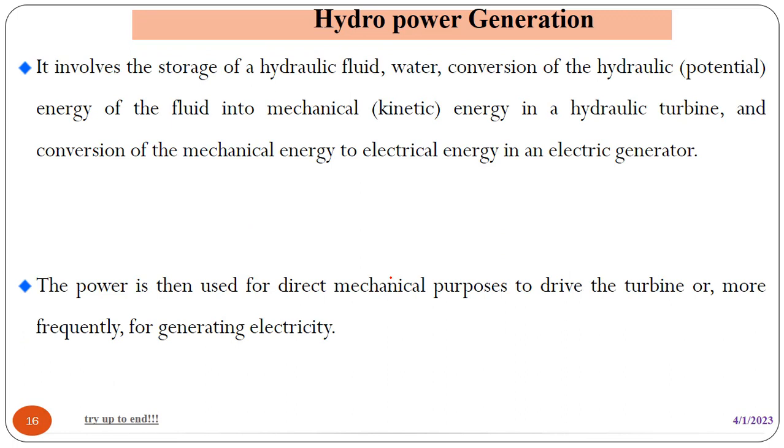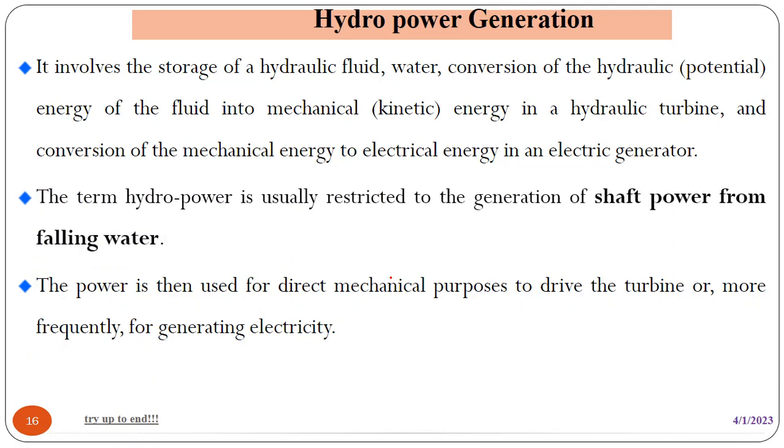So hydropower generation involves the storage of hydraulic fluid, water, conversion of the hydraulic potential energy of the fluid into mechanical kinetic energy in a hydraulic turbine, and conversion of the mechanical energy to electrical energy in an electric generator. See, this interrelates with energy conversion. The term hydropower is usually restricted to the generation of shaft power from falling water. Therefore, energy, either kinetic energy or potential energy, then mechanical energy.